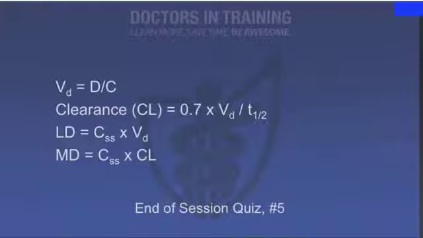Next is the loading dose. So the loading dose is equal to the plasma concentration at steady state times the volume of distribution. And finally, maintenance dose. Maintenance dose is going to equal the plasma concentration at steady state times the clearance.